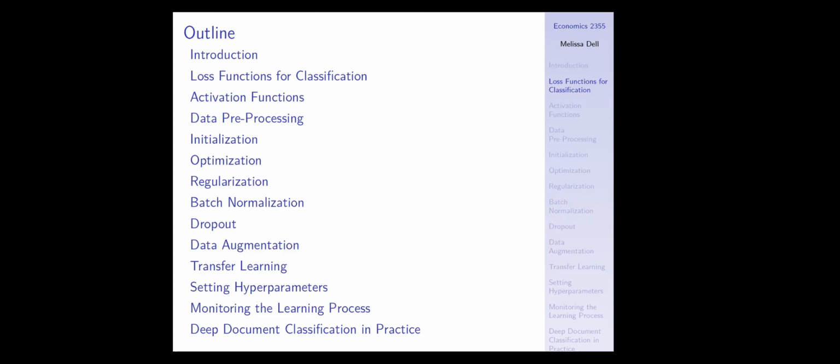I'll say something very briefly about data preprocessing. It's important, but fortunately very simple to implement, especially for images. I'll talk about how you initialize the network, which is important. If you start in the wrong place, you're not going to converge to a desirable solution.